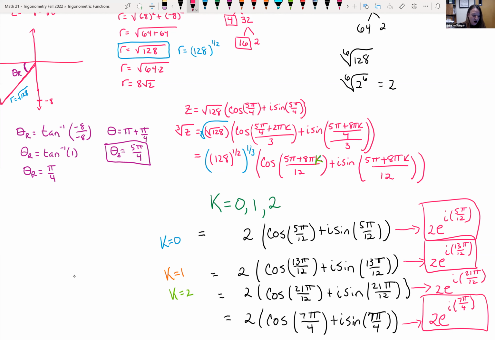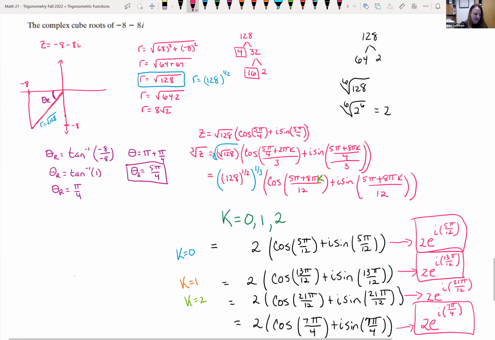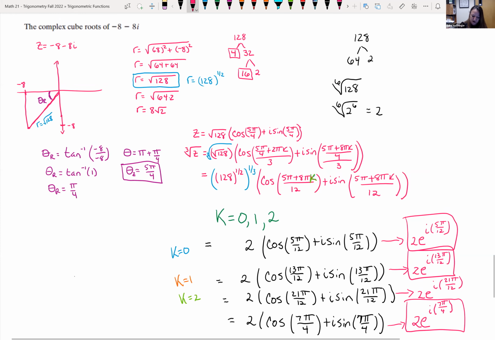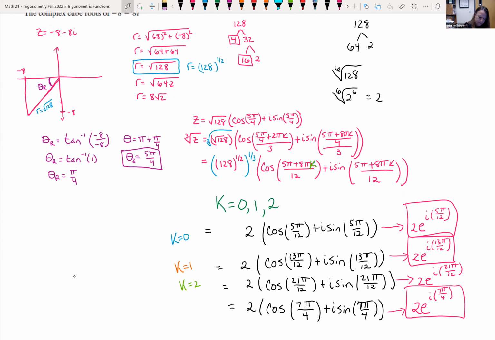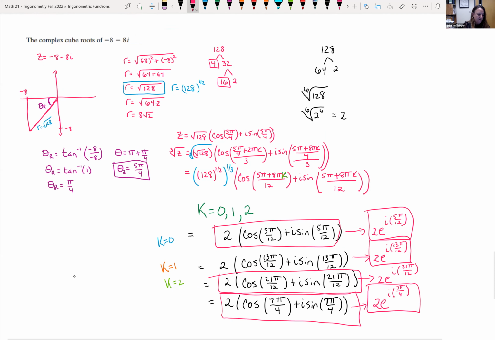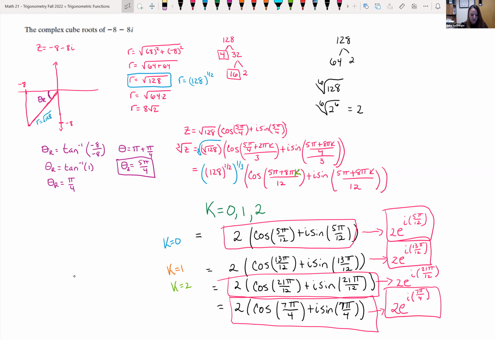So we have our 3 roots of that negative 8 minus 8i. That was in rectangular form and polar form, and in exponential form. So for our class, that is the rest of section 10.3 in our textbook.